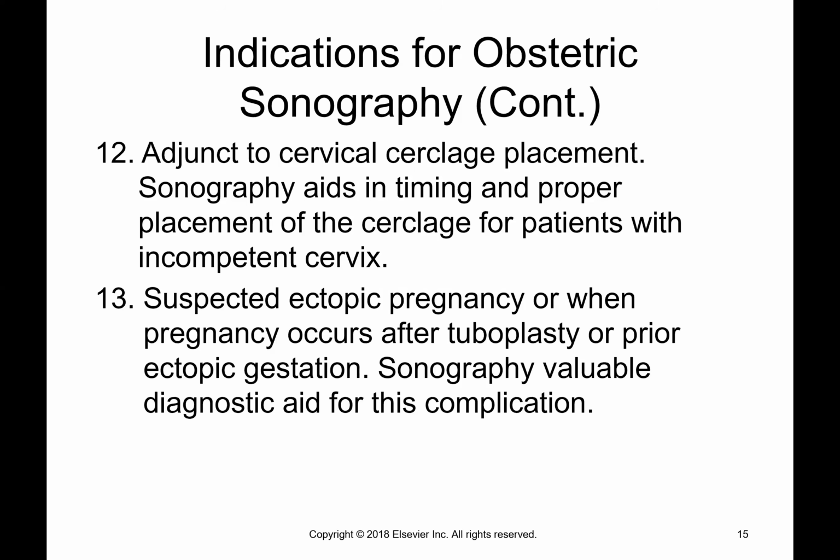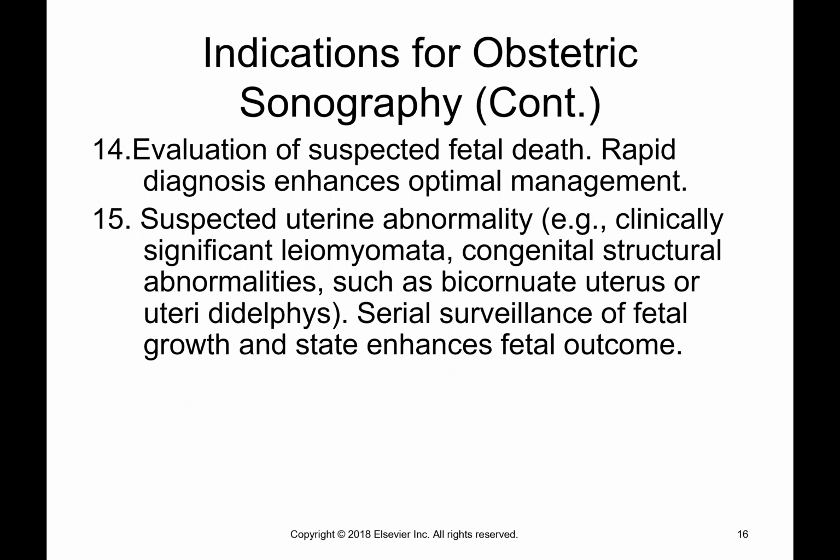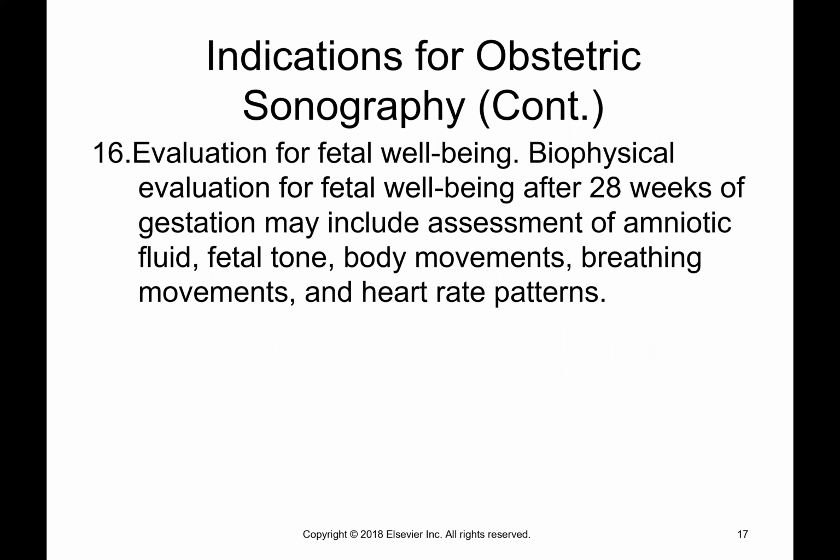If there's an ectopic pregnancy, they would. If there is a suspected fetal death, we would do an ultrasound. If there's a uterine anomaly, abnormality like leiomyoma and bicornuate uterus, didelphys, they'll do an ultrasound for that. If they're concerned about the baby's well-being, they will do a biophysical, which is just another type of scan.